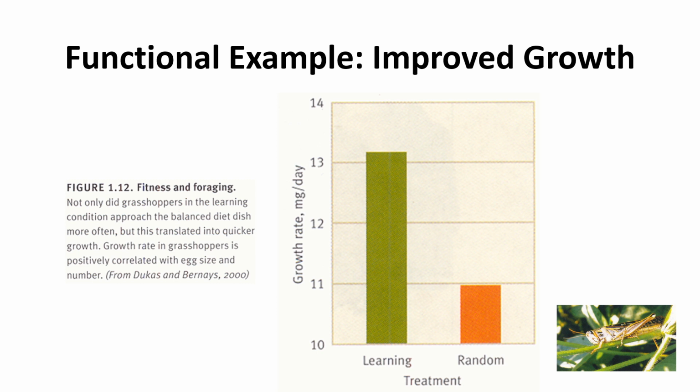And this study and others that stemmed from it showed lots and lots of different variants of this. They also found that growth rate is positively correlated with egg size and number of eggs laid, so an even more direct connection to fitness there as well. So having that knowledge and being able to use that knowledge is beneficial in a bunch of different ways.